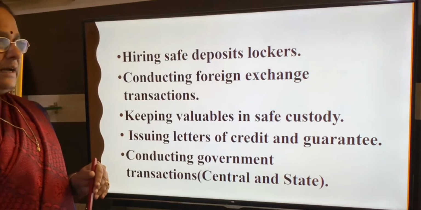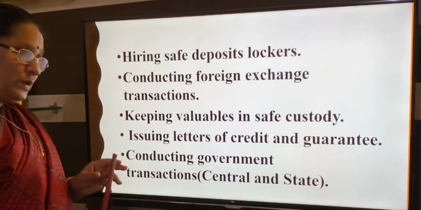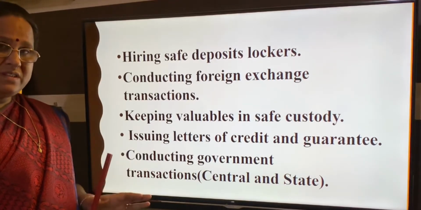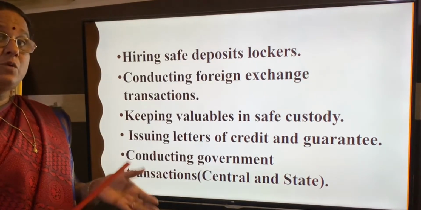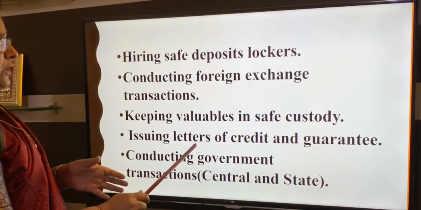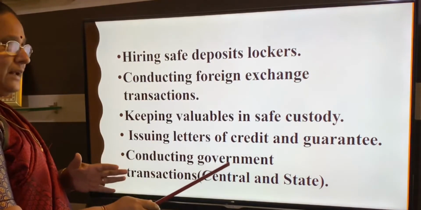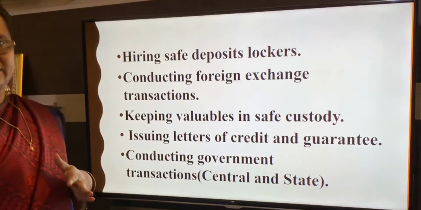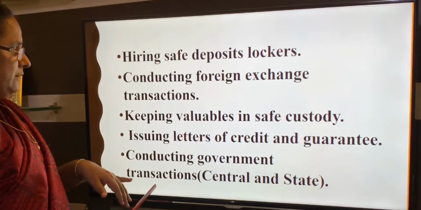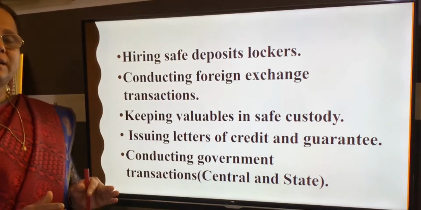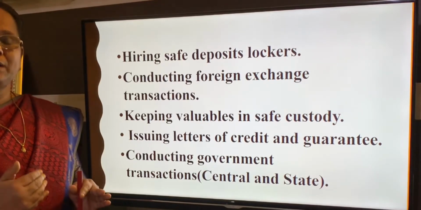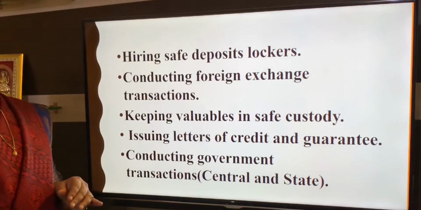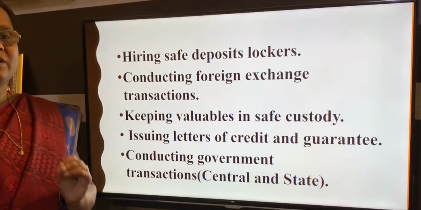Here you can see that a bank will issue a letter where it stands as a guarantee for a businessman during the time of export and import business. That is, it will issue a letter saying that I am ready to give the loan for them and act as a guarantee for them. And next one is, whatever transaction is done between the central government and the state government is done with the help of the bank, only in financial matters.